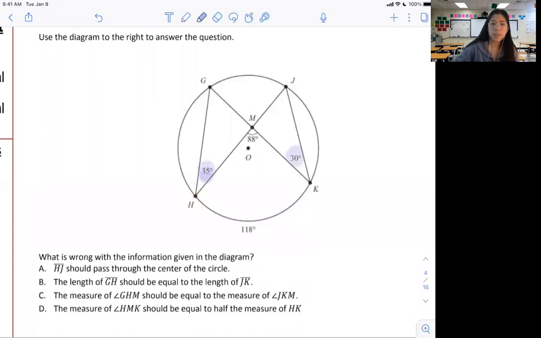These two angles must be equal to each other. Must. If they're both passing through G and J, they should be exactly the same, but they're not. That is what's wrong with this picture. Everything else is totally fine, but the fact that these two are not equal is a problem. So the answer was answer choice C.